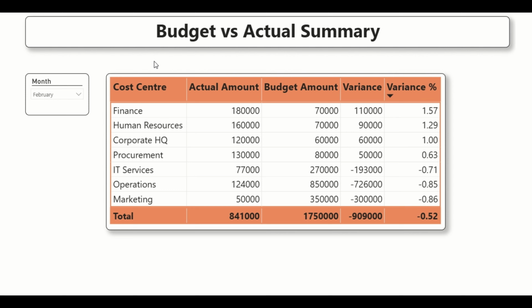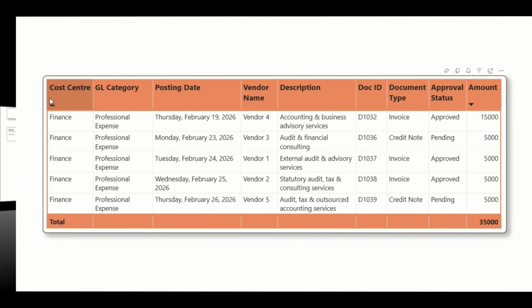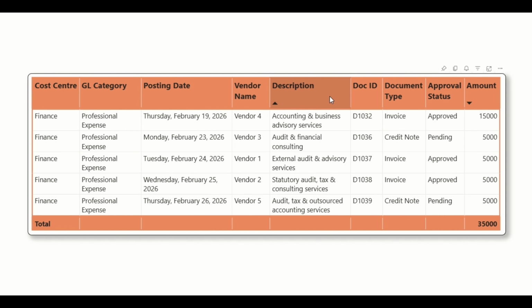Two rules keep finance drill-through effective. First, keep KPI definitions consistent across pages. Second, always end at evidence, a transaction list or document-level detail.